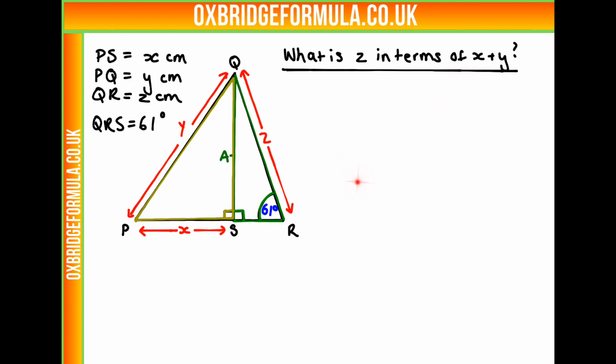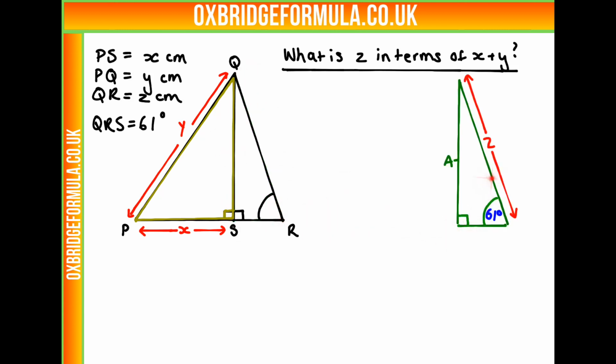So how are we going to work this out? Well, let's find an expression for z, first of all. So I'll move this half triangle over here. Let's find an expression for z. How would we go about that? Well, this is a right angled triangle. So what do we know about these two sides? The one I've labelled A here and this one's z.